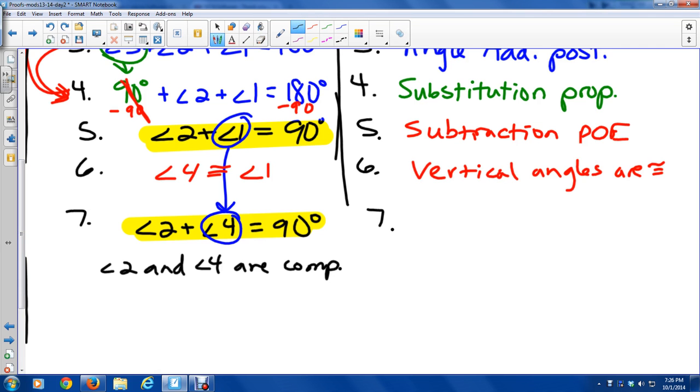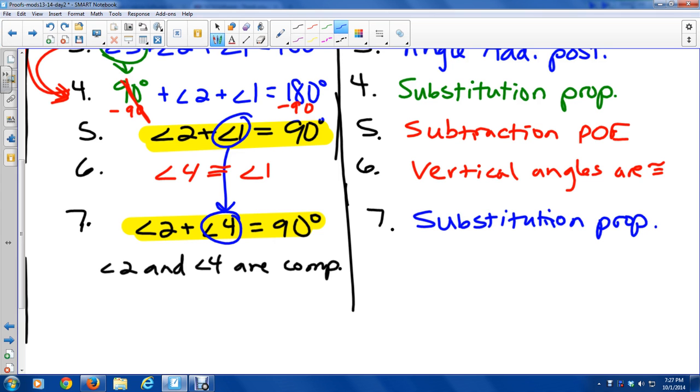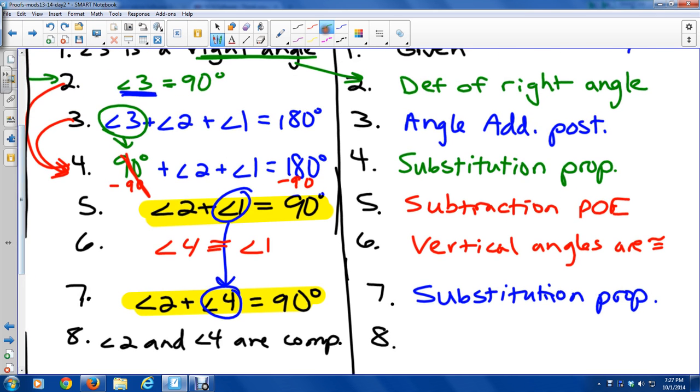We should be able to follow that with angle 2 plus angle 4 equals 90 degrees using the reason of substitution property. Again, substituting angle 1 with angle 4. It then follows that angle 2 and angle 4 are complementary because if they equal 90 degrees, they have to be complementary. Definition of complementary angles. And there you have it.